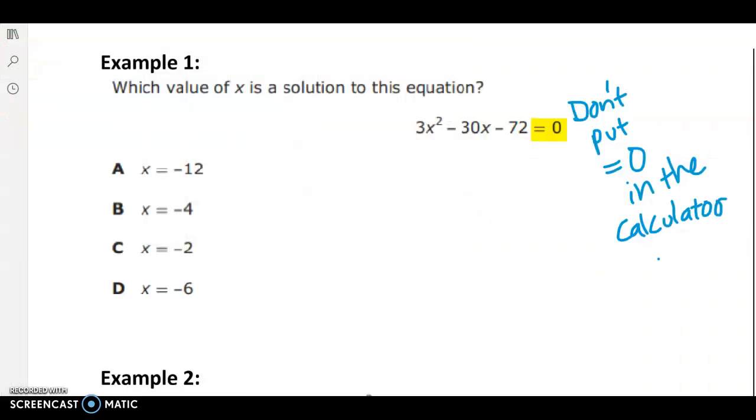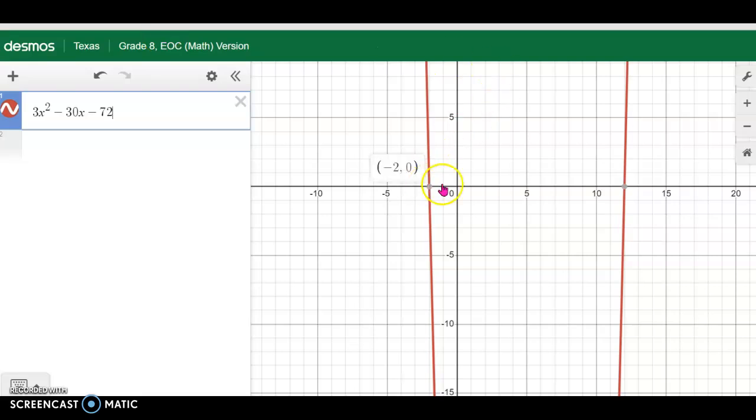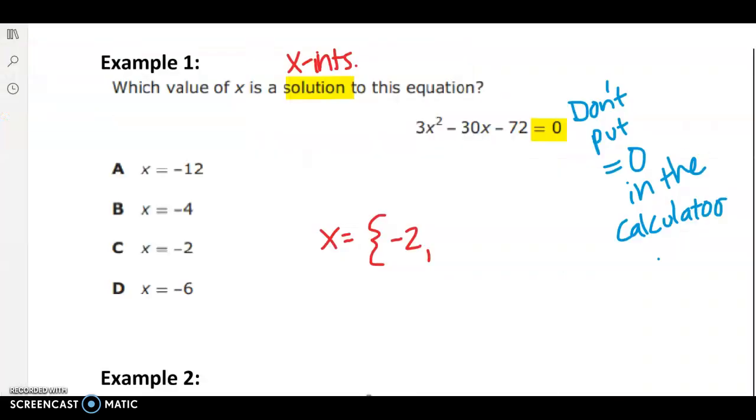Okay. So what are the solutions, otherwise known as x-intercepts? You may want to write that on there so you don't forget. Solutions really mean x-intercepts. One of them was -2. And I'm going to write both of them in brackets and list them. One of them was -2, and then the other one, let's double check. The other one was 12. Those are the two solutions.